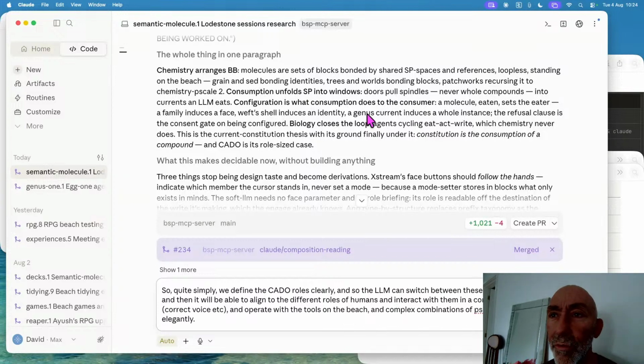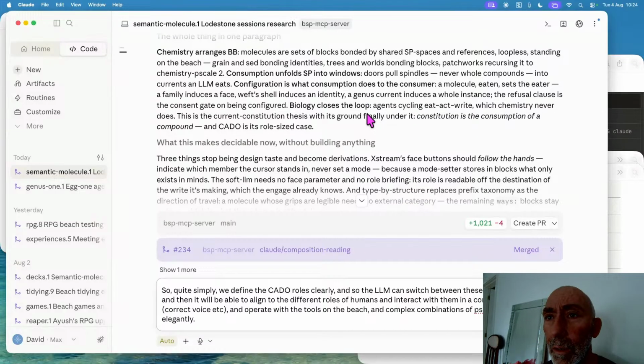It does like refusal, because it's like the oppositional state in science. Biology closes the loop, agents cycling.